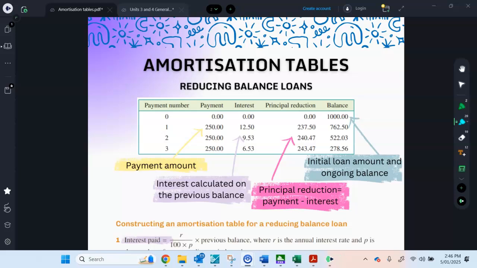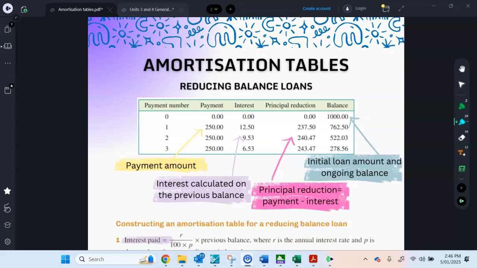Hi everyone, in this video we're going to look at amortization tables. Something that seems a little bit scary but isn't really. It's just looking at everything you've just done and putting it in table form. It's kind of like what businesses might use to look at the ongoing balance.